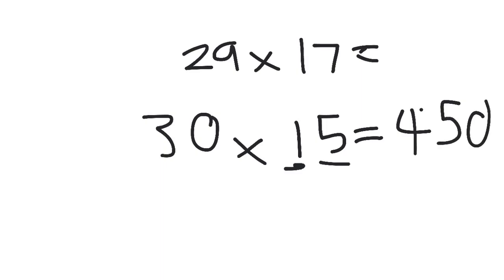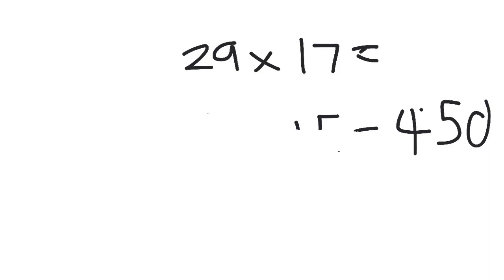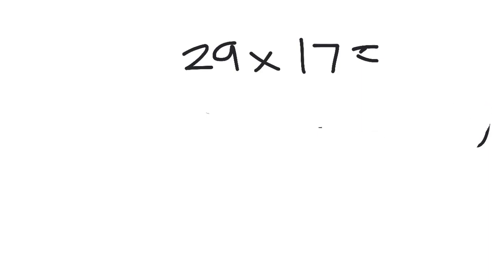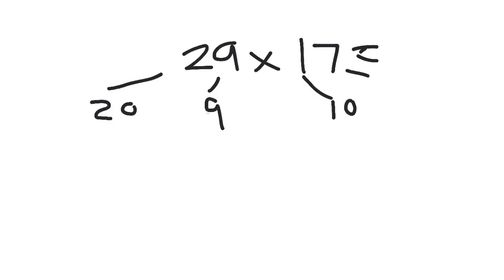That's my estimation. Now let's partition it and actually see what the 29 times 17 is. So I'm going to split the 29 into 20 and 9 and the 17 into 10 and 7. By partitioning it, I will make it a little bit easier for myself. To start with, I need to do 20 times 10, which is quite easy. That's 200, we know that.